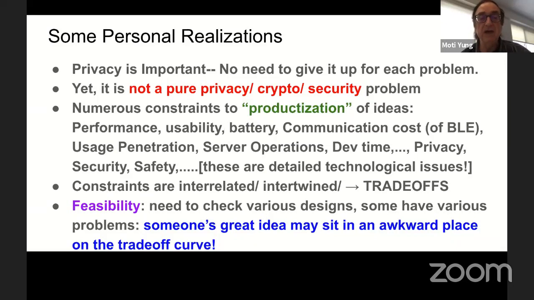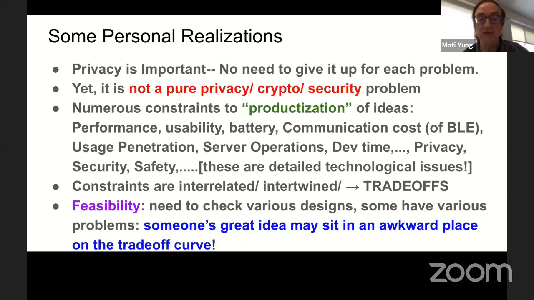Indeed, when somebody is sick, probably his privacy is important, but not as important as the system knowing about it and prevention of other things. But if we are talking about a countrywide app, hopefully the majority of people are not sick and they deserve their privacy, just as an example of a constraint. Yet the problem in itself is not a pure privacy crypto security problem.